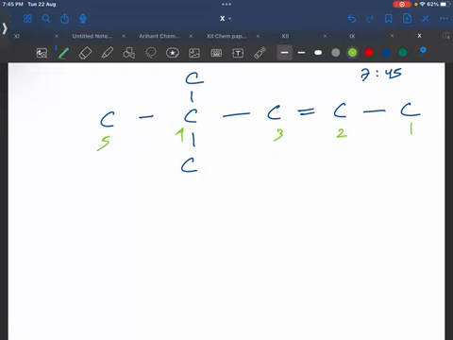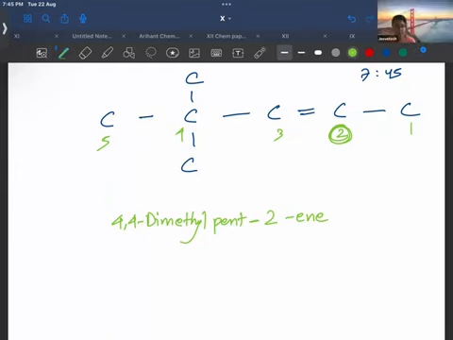तो the word root will be pent. फिर क्या होगा, देखो दूसरा कार्बन पे पहले आ रहा है डबल बॉन्ड, 2 इन, अभी सब्स्टिट्यूएंट देखो 4,4 डाइमिथाइल, pent 2 इन. Is this what you got everyone? ये आंसर होना चाहिए. Yes, sir. Good.